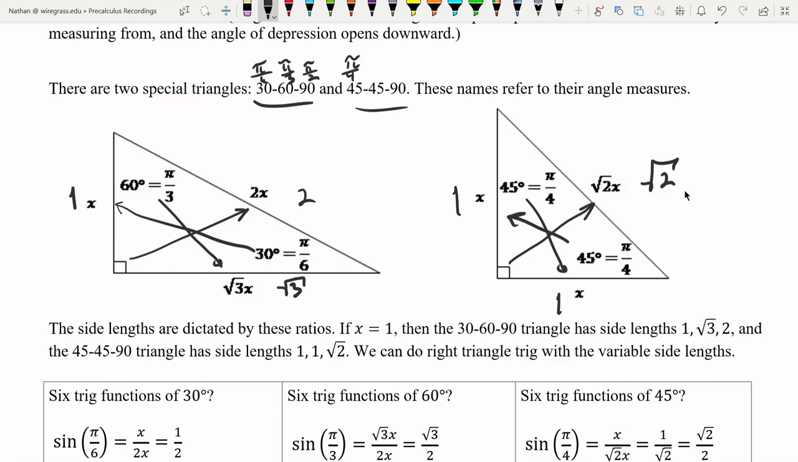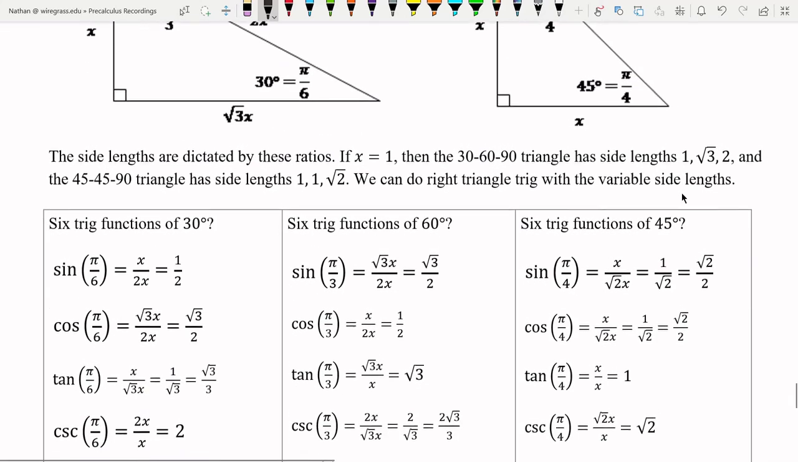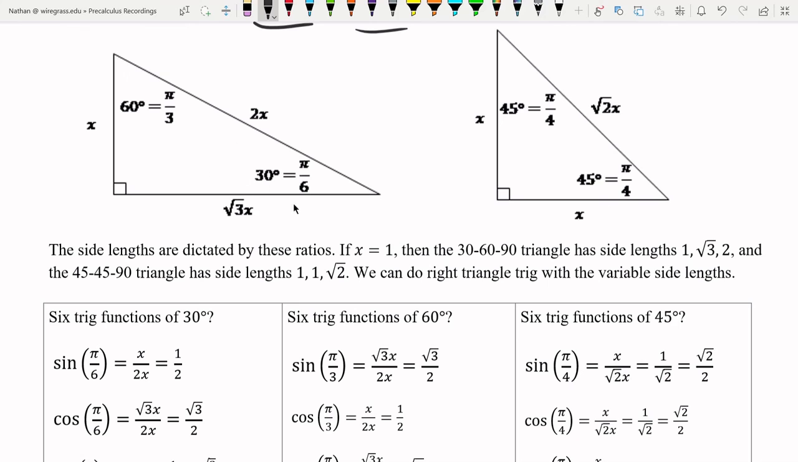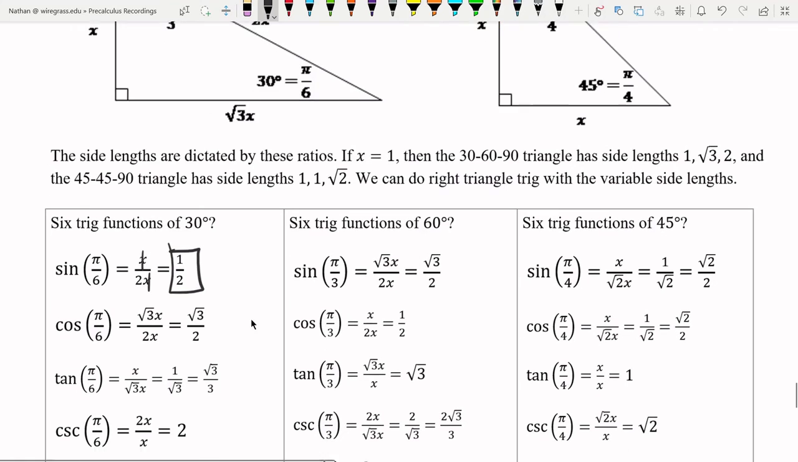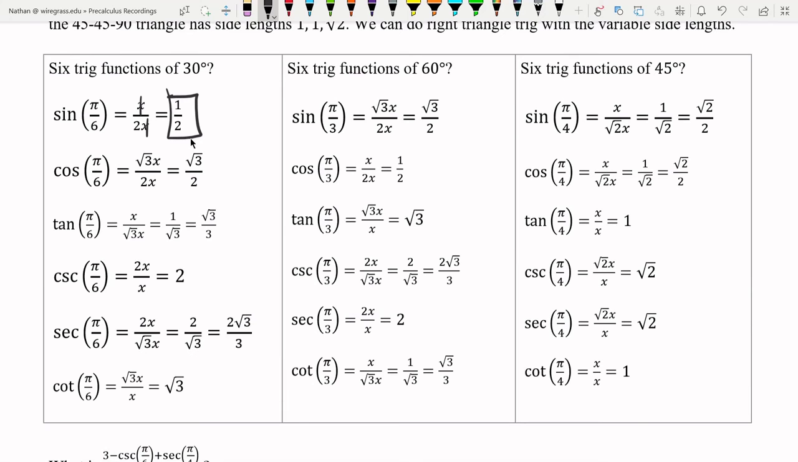And of course, we can do the 6 trig functions on these angles, or these triangles. And what's nice is that they simplify down to these nice forms. So first off, for the 30 degrees, if I take sine of 30 degrees, I get opposite over hypotenuse. So x over 2x, of course the x's cancel, and we get 1/2. So sine of pi over 6, or 30 degrees, same thing, is 1/2. And you can do the same process for all of these things, and you get these interesting answers here.